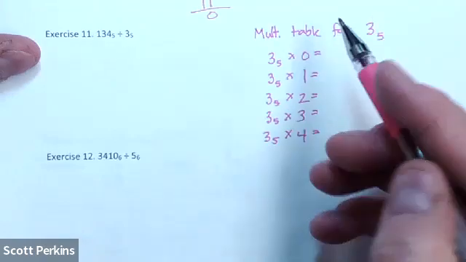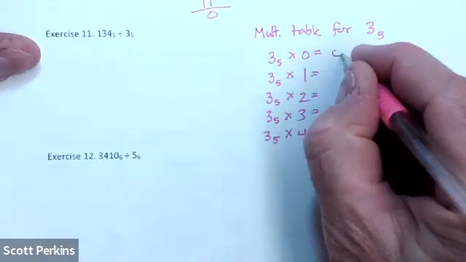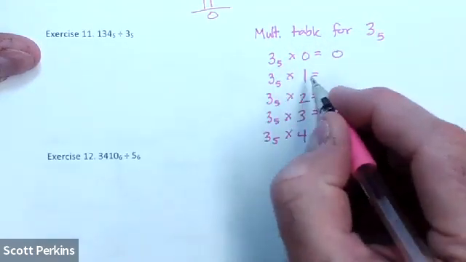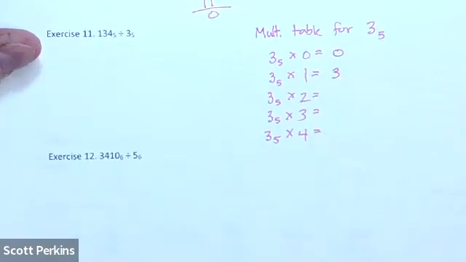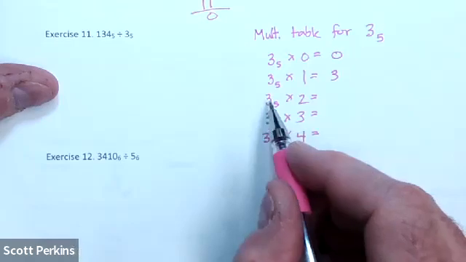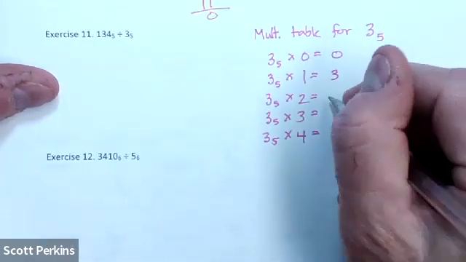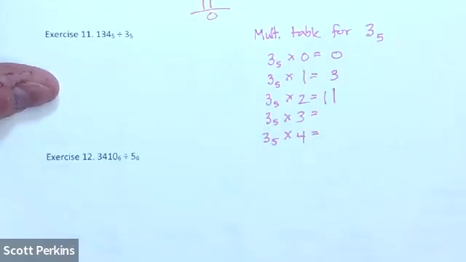So here we go. 3 times 0 is 0. 3 times 1 is 3. 3 times 2 is 6. Okay, so now we're representing things in base 5. So 3 times 2 is 6. So that's one full group of 5 and 1 left over.